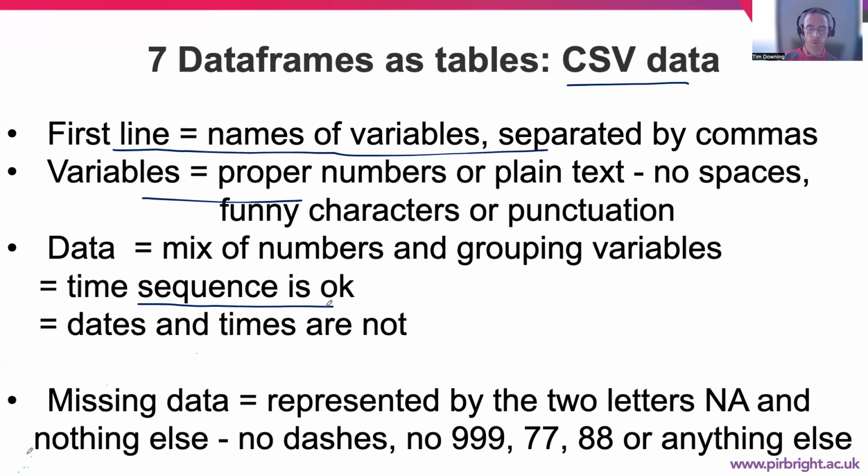Time sequences will be okay within R. Times and dates may be problematic. If you have missing data, they should be represented by the letters N and A to denote that they are not known and nothing else. So no dashes, no 999, 777, or any weird characters. Just use NA for missing data in R.